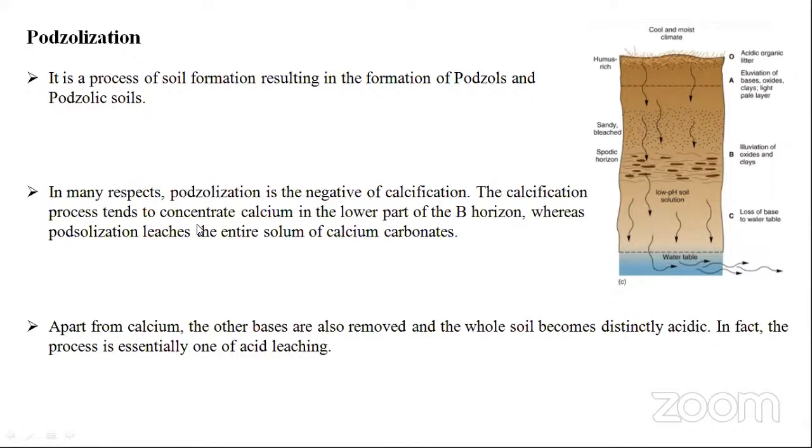Calcification tends to concentrate calcium in the lower part of the horizon, whereas podzolization leaches the entire column of calcium carbonate. Apart from calcium, almost all the bases are completely leached off. So this process is called podzolization. There are no bases, nothing is there.